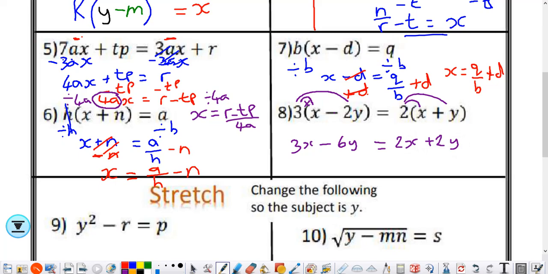We're going to try and do like we did in question 5 and simplify it by combining like terms. So we could take 2x away from this side, which would give me 0. So I can get rid of that.